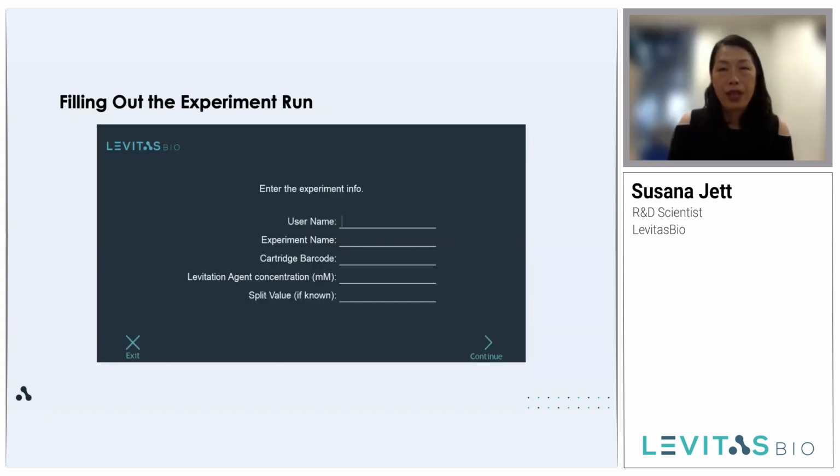To help us with this, I've asked my good friend Dr. M to walk us through a run. He's interested in performing a standard live enrichment with PBMCs. So he'll fill in his username, his experiment name, scan his cartridge barcode, and since he's doing a standard live enrichment, he'll also start with the recommended levitation agent concentration of 150 millimolar. Now the only question is, what should he put in for the split value?